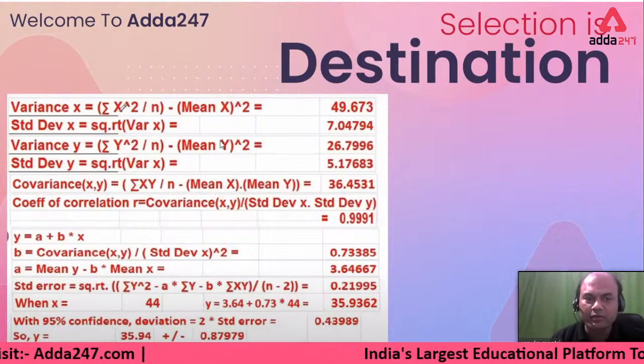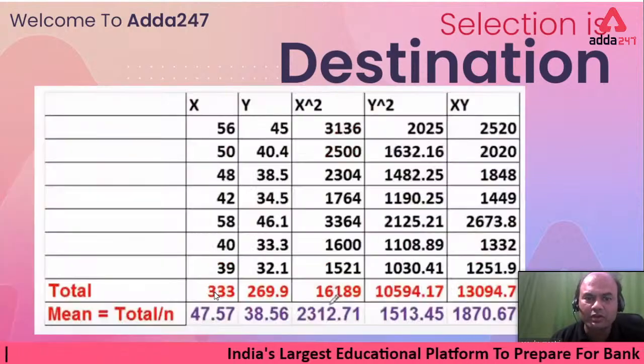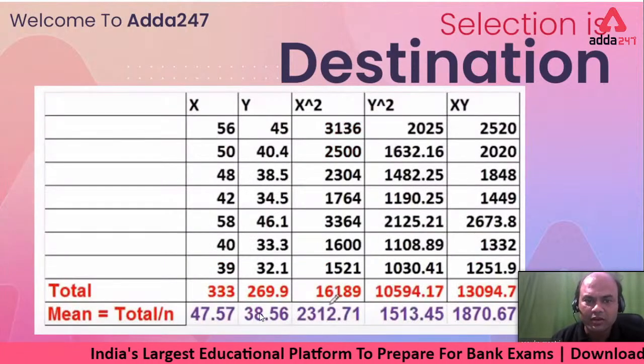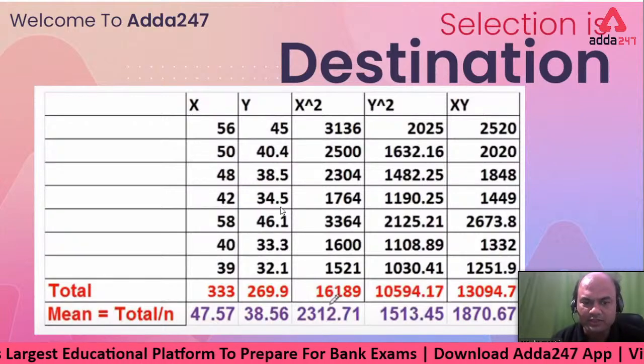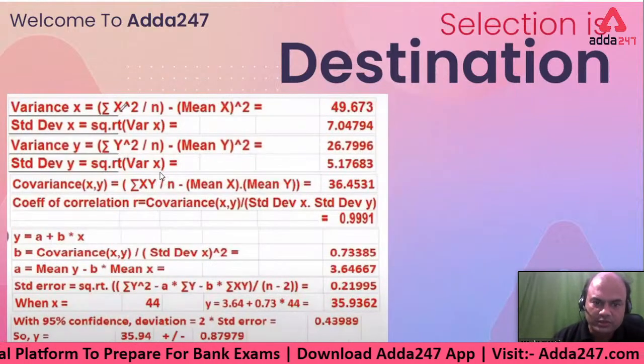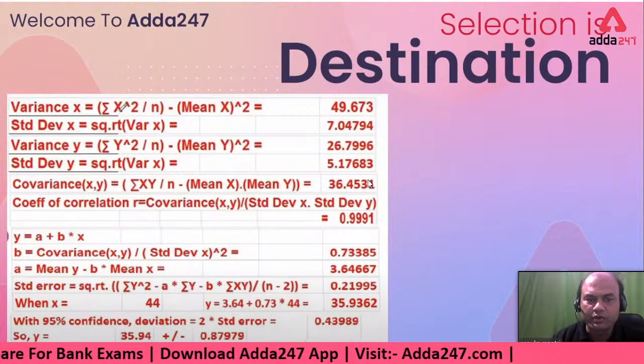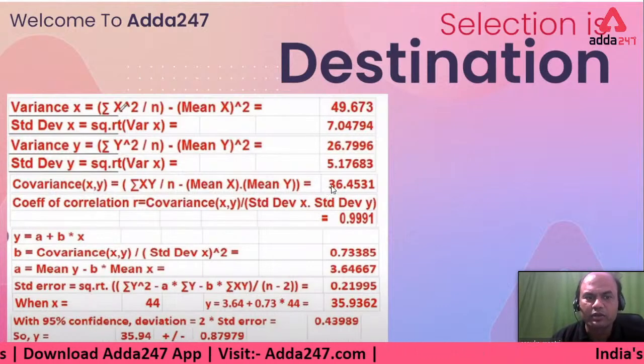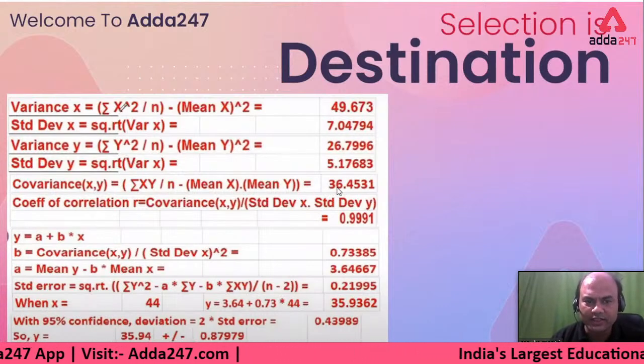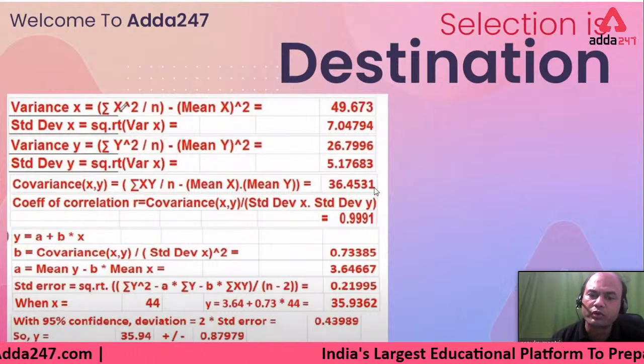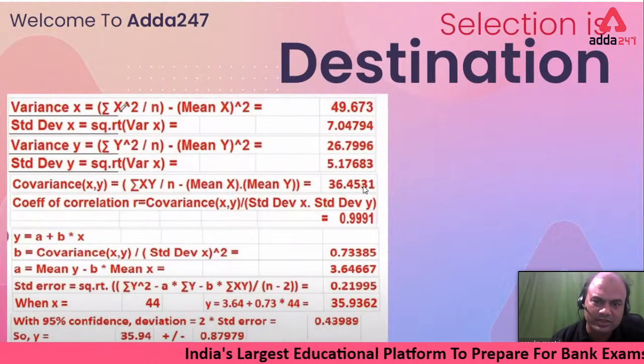Where is x bar y bar? Just now we have got it over here, and also we have in this table x bar, this x bar y bar: 47 and 38. So now you have all the values. You just input them and you get the covariance of xy. So that is 36.45. Forget the further digits. 36.45.